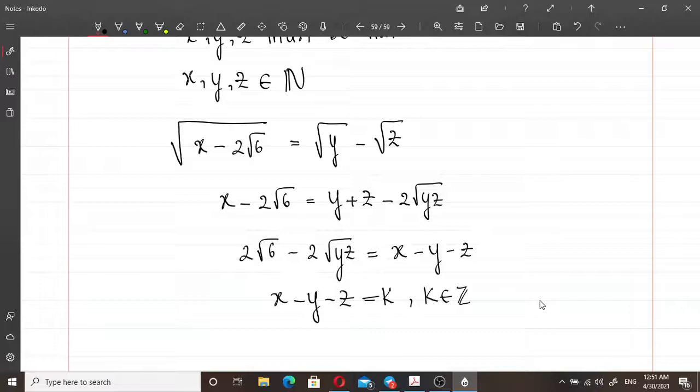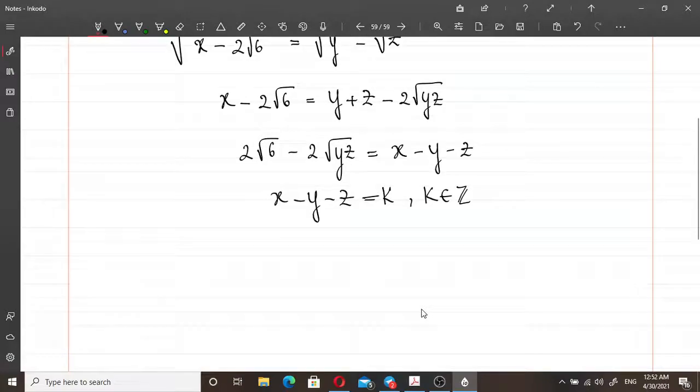Sometimes y and z are greater than x, so x minus y minus z will become an integer. So we have to consider k as an integer, or k belongs to the set of integers. So we will get 2 square root of 6 minus 2 square root of y z is equal to k. So in this case we get that 2 square root of 6 minus 2 square root of y z is equal to k.